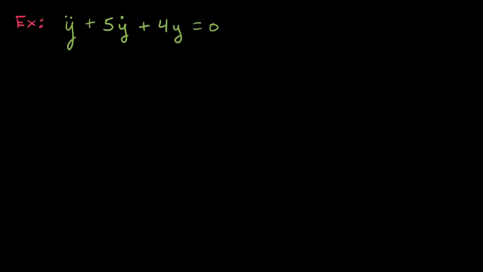Okay, so as an example, let's consider this second order linear homogeneous differential equation. It has, in this case, constant coefficients, right? The coefficient on y double dot is 1. It's implicitly there. The coefficient on y dot is 5. The coefficient on y is 4. And then we have 0 on the right-hand side, which makes it a homogeneous equation.